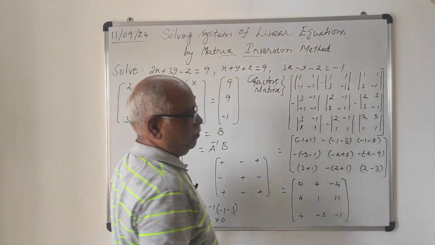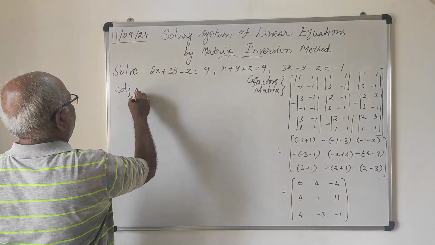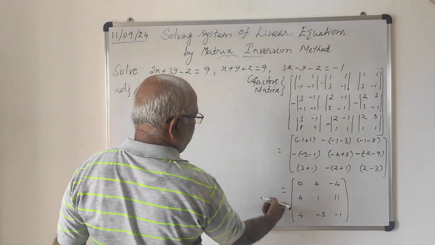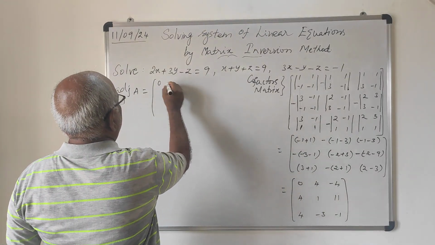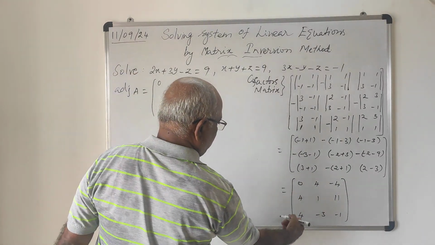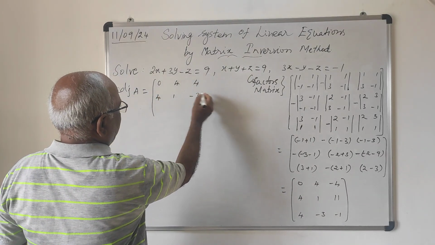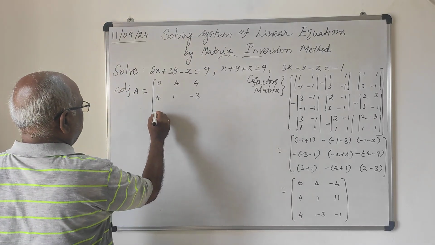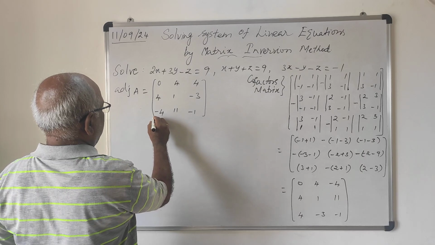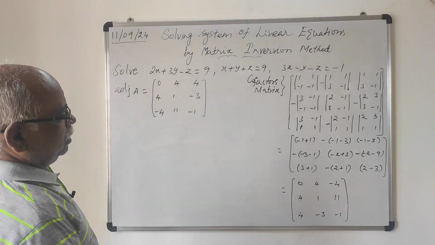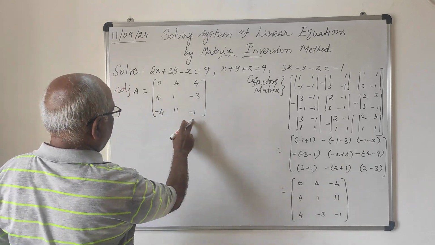Transpose of this becomes the adjoint of the matrix. Okay. Now, adjoint of A. Adj is the transpose of the cofactors matrix. Transpose of this matrix is column becomes row: 0, 4, 4. First column becomes first row. Second column 4, 1, minus 3, second row 4, 1, minus 3. And third column minus 4, 11, minus 1. This is your adjoint matrix. Okay, adjoint again: 0, 4, 4, 4, 1, minus 3, minus 4, 11, minus 1.